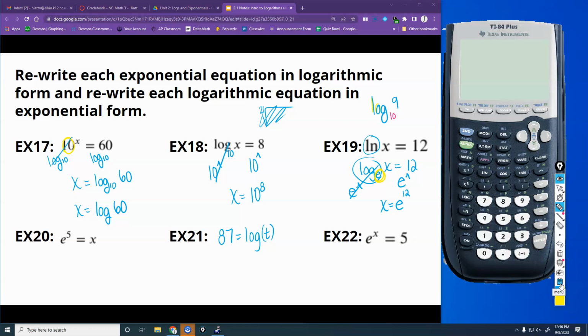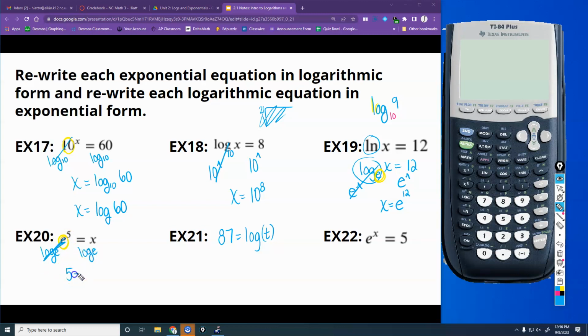Lily, what is my base on number 20? It is e. Perfect. Okay, so to get rid of a base of e, that's an exponential, I need to use a log with the base of e. Log base e will get rid of that e.